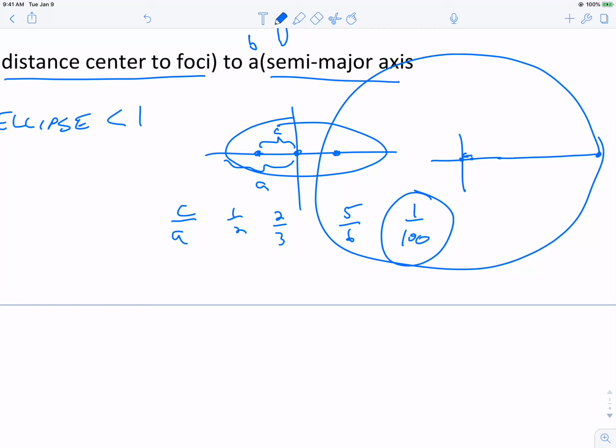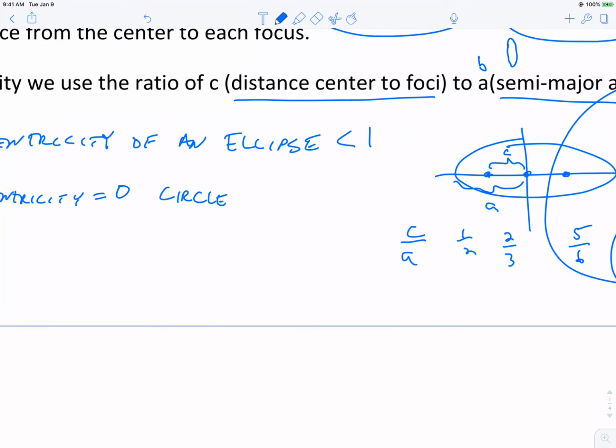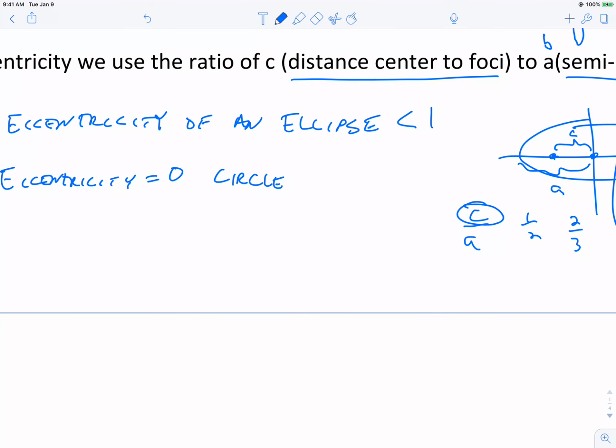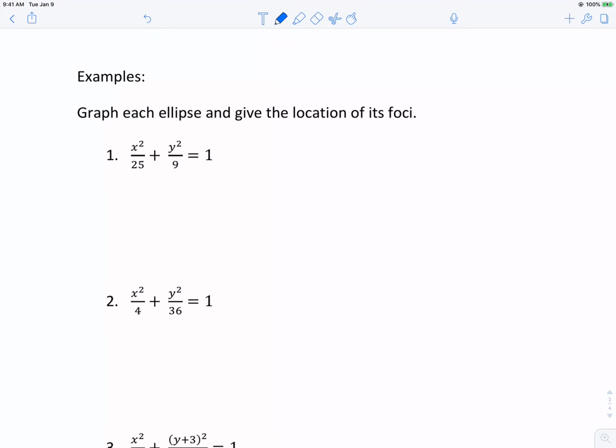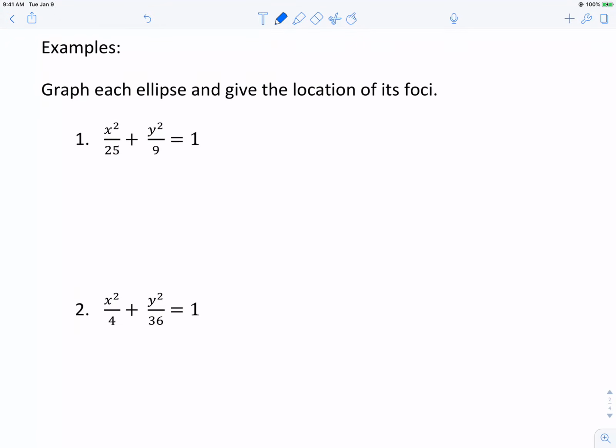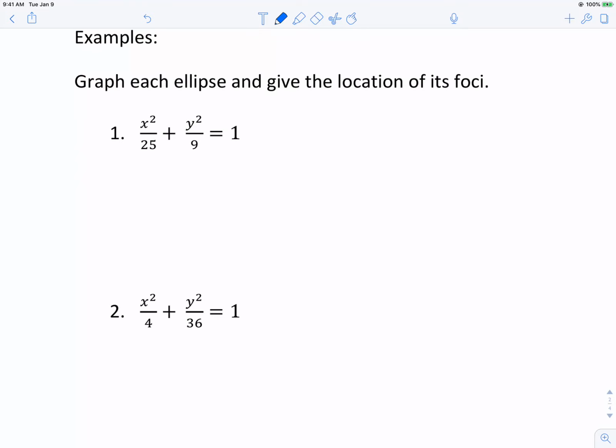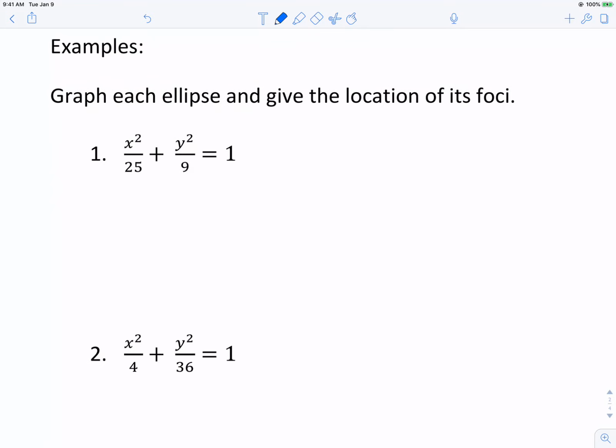When the foci actually line up on the center, the distance between them is 0, which means the numerator is 0, which makes that number 0, meaning the eccentricity is 0. All right, we're not going to focus too much on eccentricity. We're going to look at graphing these and giving the location of the foci.